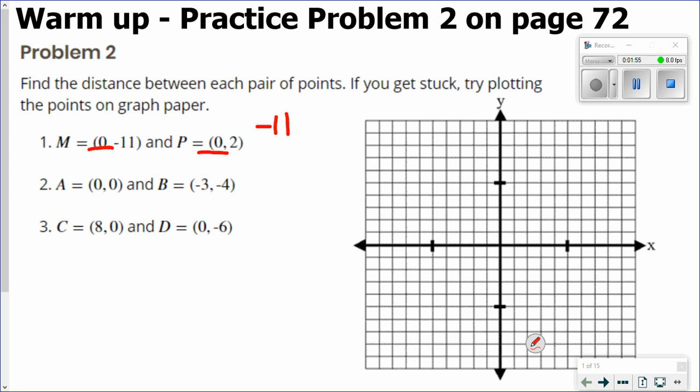So if I do negative 11 minus 2, that change gives me a difference of negative 13. And I know that distances cannot be negative, so I have to take the absolute value, which would give me a distance of 13 units. So the length of segment MP is 13 units long.